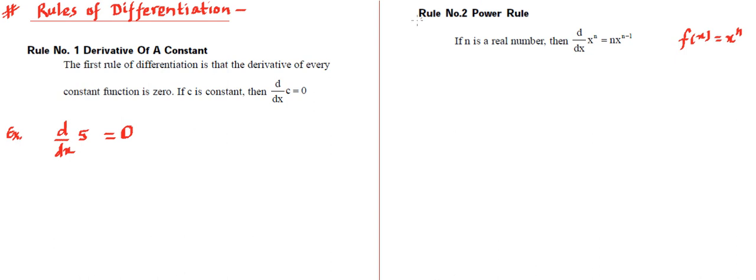And let's see this with an example. If somebody says y is equal to, or f(x) is equal to, x raised to power 6, and says find d upon dx of this function f(x). So we are trying to find the derivative of this function. We will write d upon dx, and instead of f(x), we write x raised to power 6.